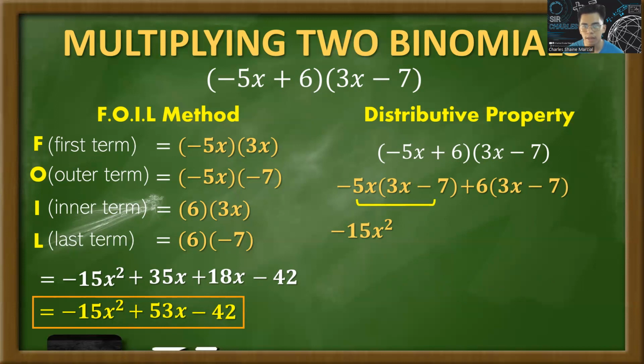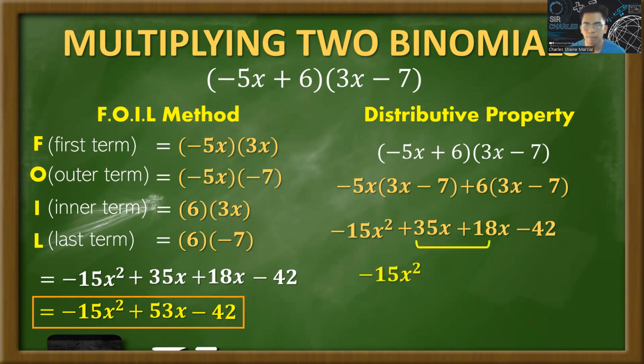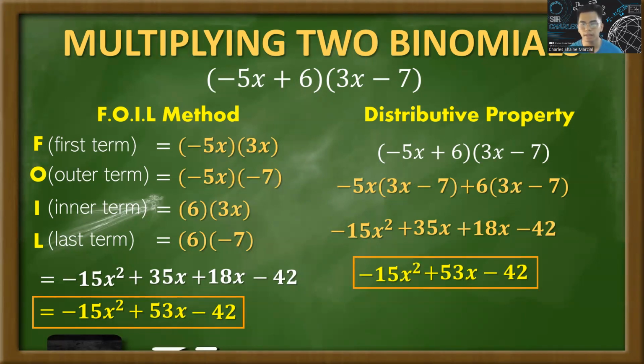Negative 5x times negative 7, the answer is positive 35x. Dito naman sa pangalawa, 6 times 3x, the answer is positive 18x. 6 times negative 7, the answer is negative 42. And then after that, bring down negative 15x squared and combine the like terms. 35x plus 18x, the answer is positive 53x. And bring down negative 42, so the final answer is negative 15x squared plus 53x minus 42.